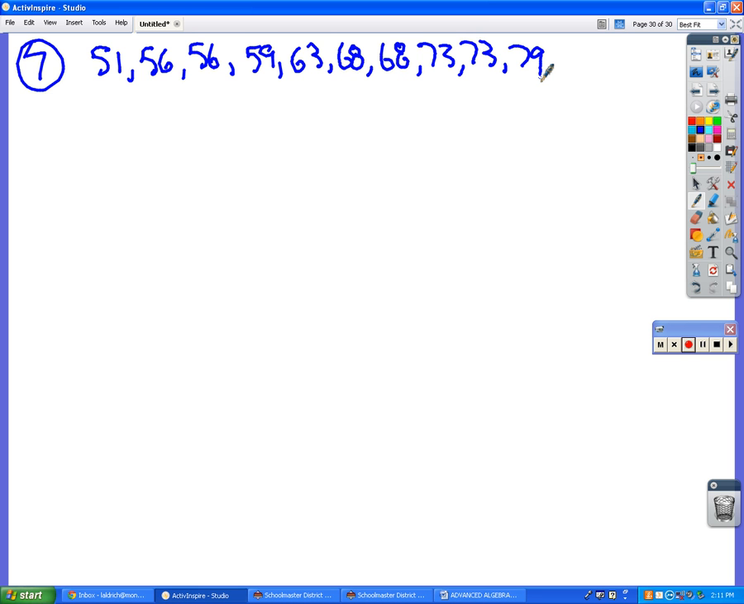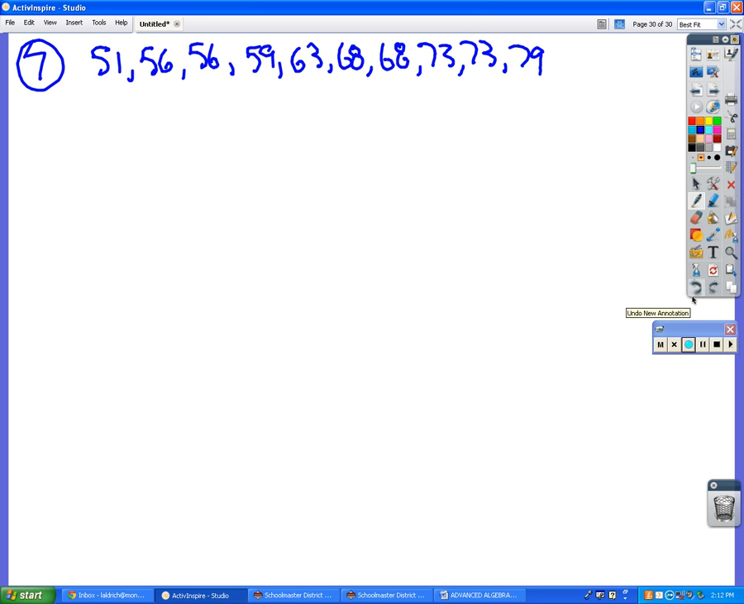All right, number seven, we're going to do a box and whisker plot. I know you guys don't like doing these very much, and to be quite honest, they're not very useful, and so that's why I only assigned one. But, you know, whatever. So to do a box and whisker plot, you need to come up with five numbers, okay? You have to come up with five numbers.